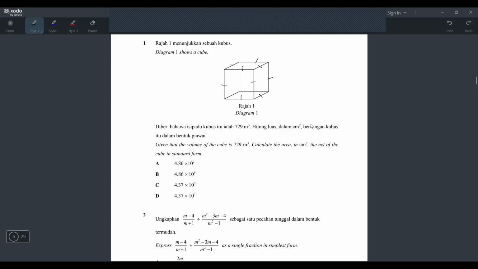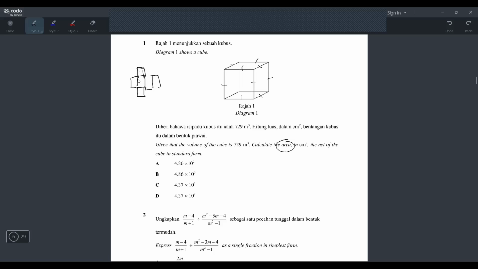I think the bentangan here means you will open the cube. When you open up the cube, it will look like this. What they want you to find is the surface area. When they say area of net of cube, it means you open the cube and find the area of all these surfaces added together. In other words, you are finding the total surface area of the cube.